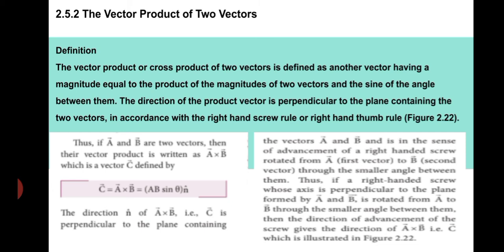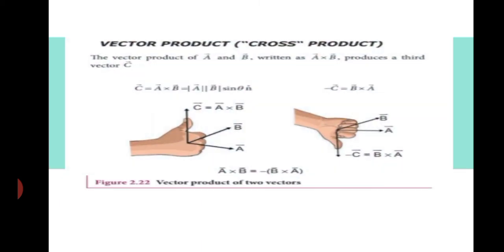Thus, if a right handed screw whose axis is perpendicular to the plane formed by A vector and B vector is rotated from A vector to B vector through the smaller angle between them, then the direction of advancement of the screw gives the direction of A cross B vector, that is C vector, which is illustrated in the figure. This is the picture for the vector product, the cross product. The vector product of A vector and B vector, written as A cross B vector, produces a third vector C.